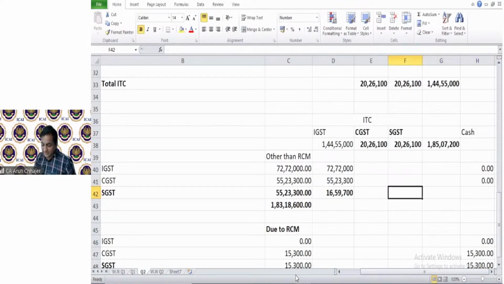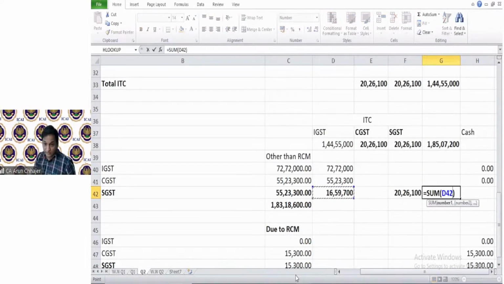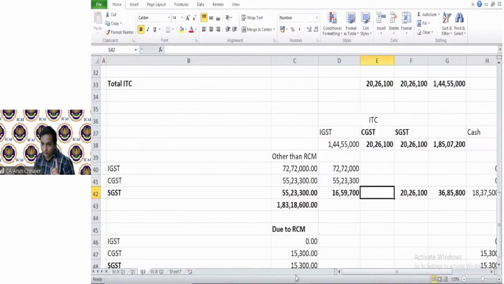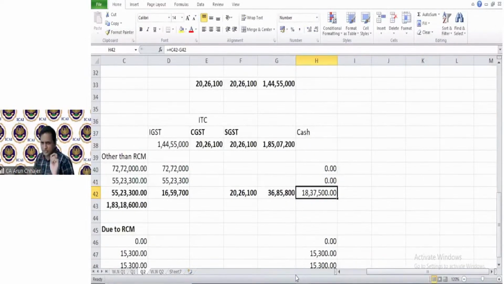And if S has some liability, then they can take from S. Prima facie it appears that under the SGST we have the liability of 55.23, we have the ITC of 36, so 18 lakh has to be paid in cash. You all are requested to confirm, is it correct or something is wrong? As per this calculation, my SGST liability of 18 lakh is to be paid in cash. Please confirm.